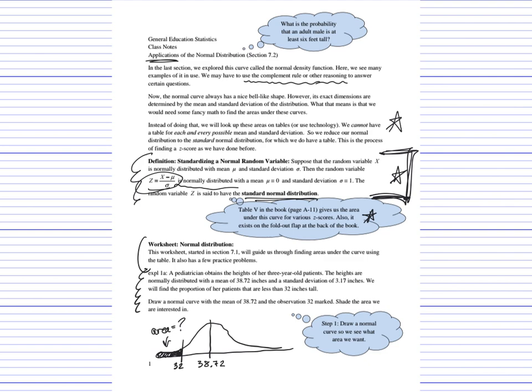Okay, so we had a pediatrician whose 3-year-old patients had a mean height of 38.72 inches and a standard deviation of 3.17 inches. We wanted to know the proportion of her patients that are less than 32 inches tall. So here is my picture. I have, of course, your normal curve with the mean right there in the middle at 38.72. And then I just simply, as on a number line, drew 32 somewhere to the left of it. And I'm going to shade that area underneath the curve. And again, that's the area I'm interested in. On that next page, let's go ahead and find it.